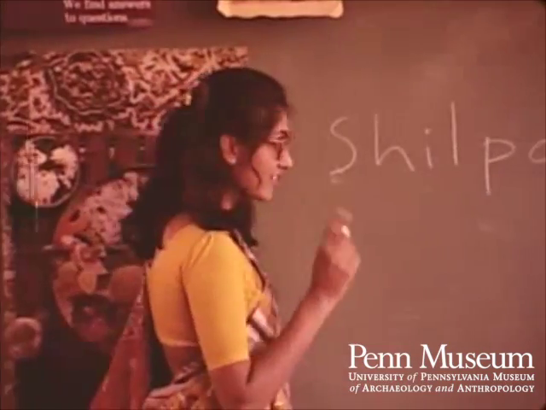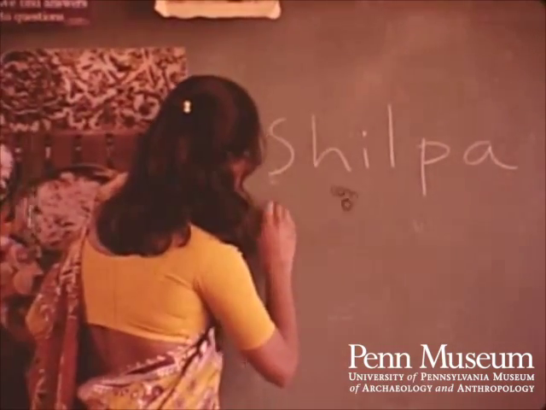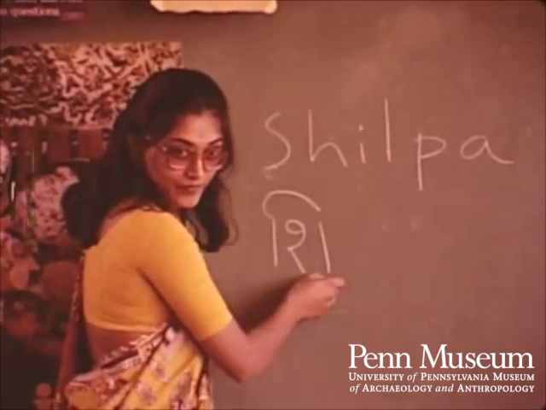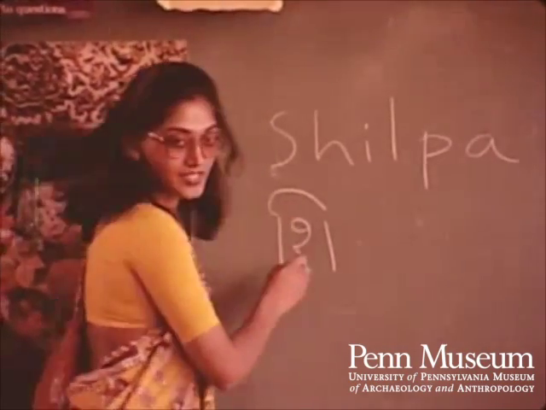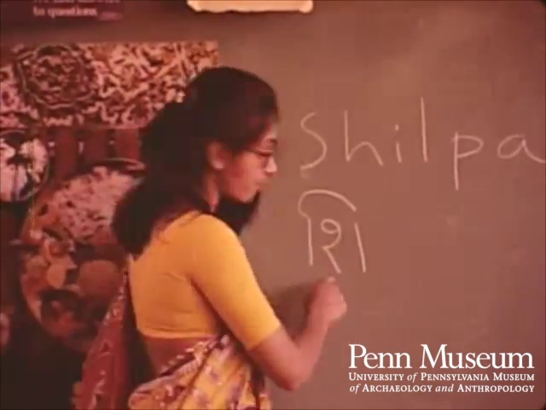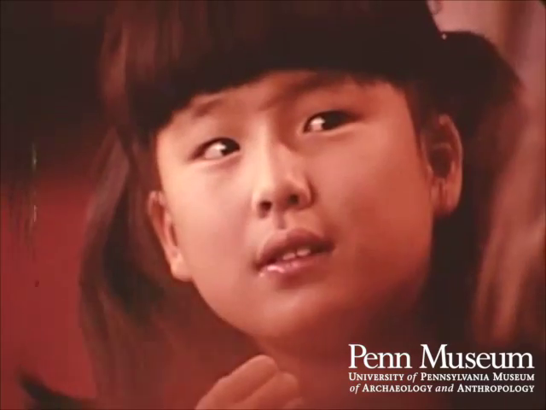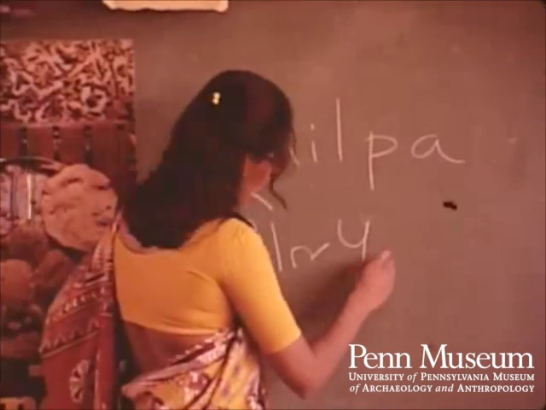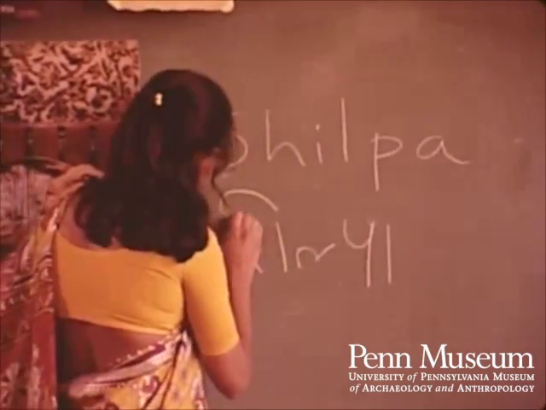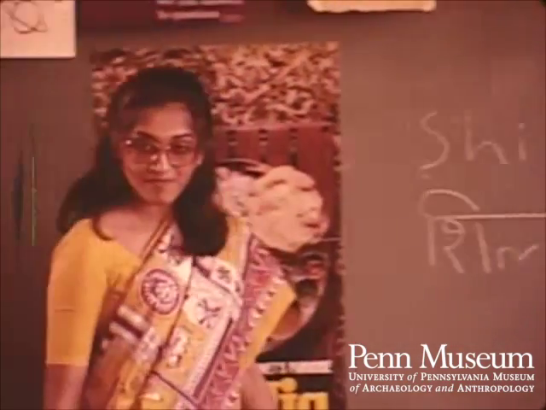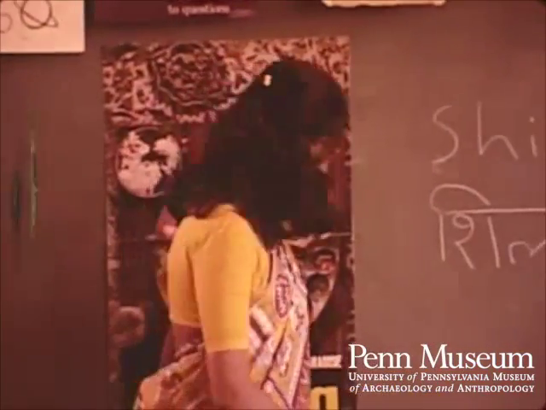Okay. In Hindi, it would be written like this. That's sh. This little thing here gives the sound of E. So this is she. This is L. And that's shil. That's P. And this is A. So the whole thing says Shilpa. See? Looks a little different, doesn't it? Okay.